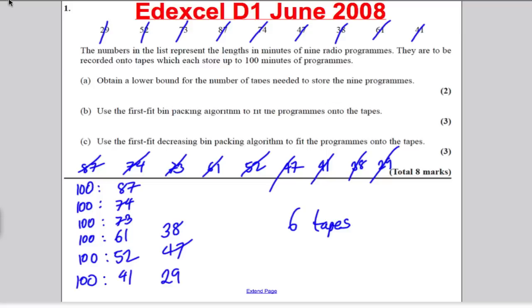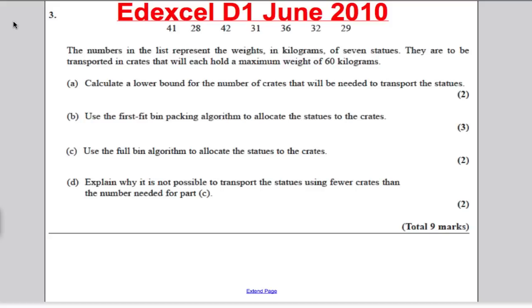Okay, let's move on to the next question, which is June 2010 question 3, 9-mark question. As always, pause the video, have a go through the question, and then mark it against my answers in 10 seconds.